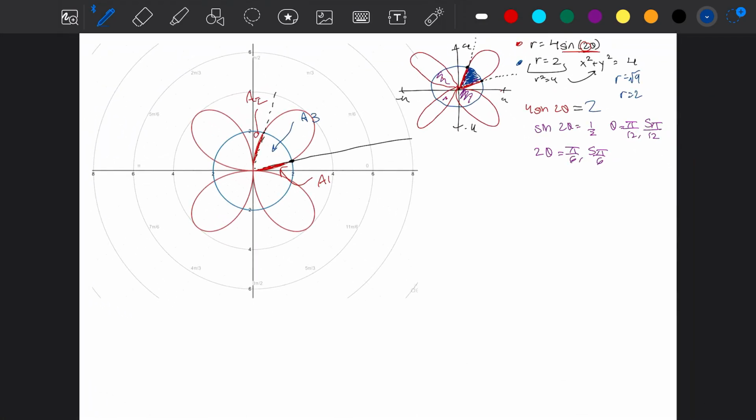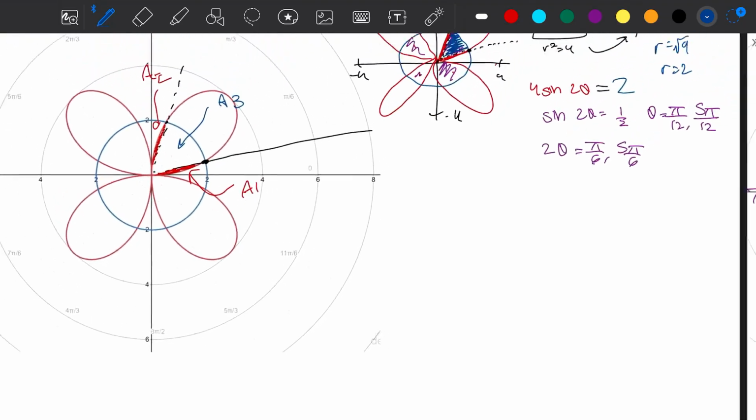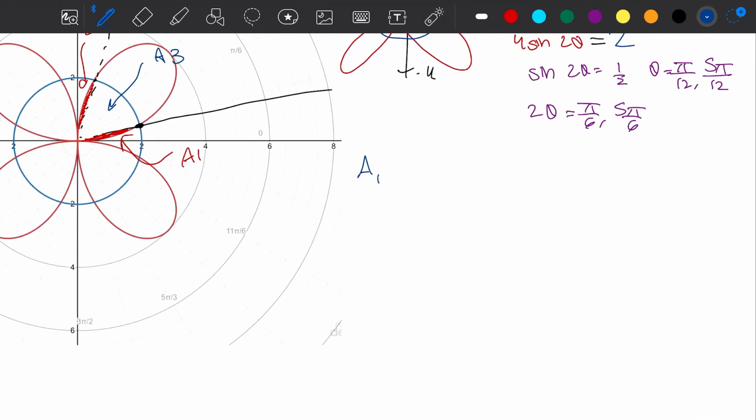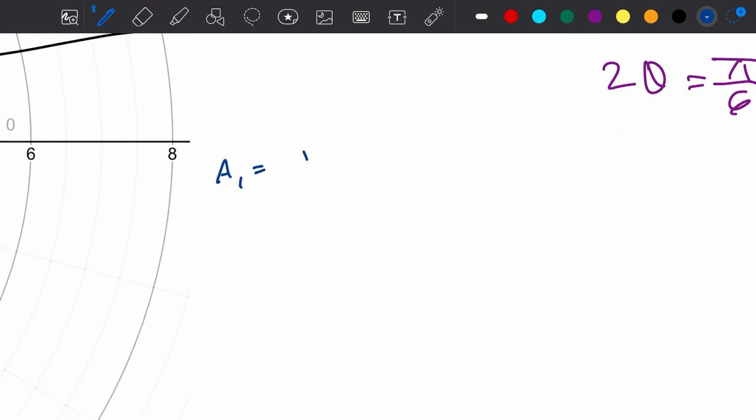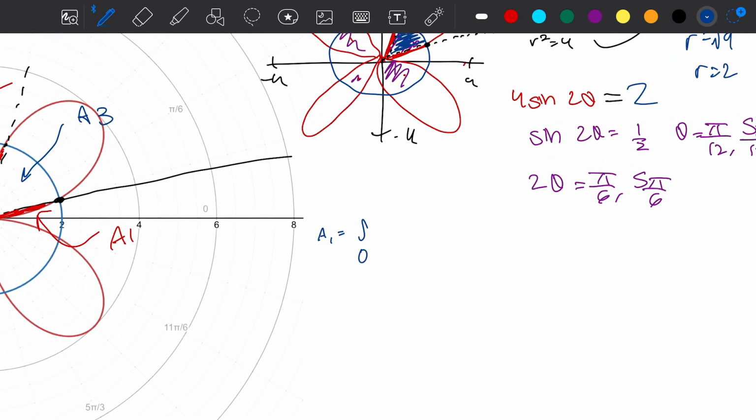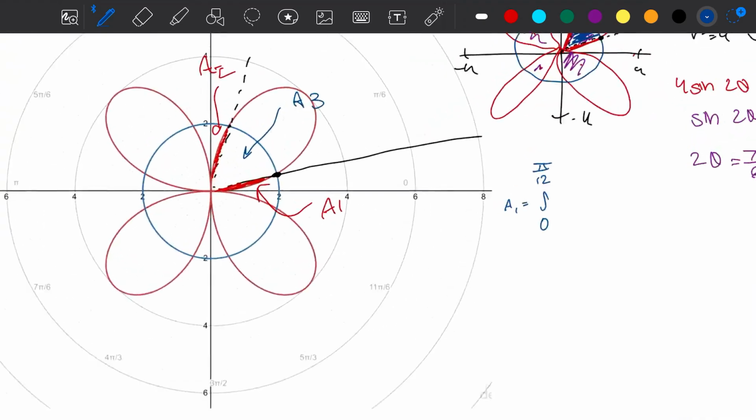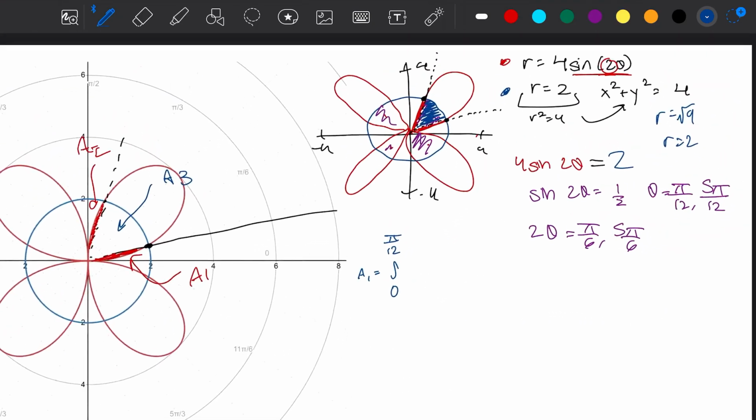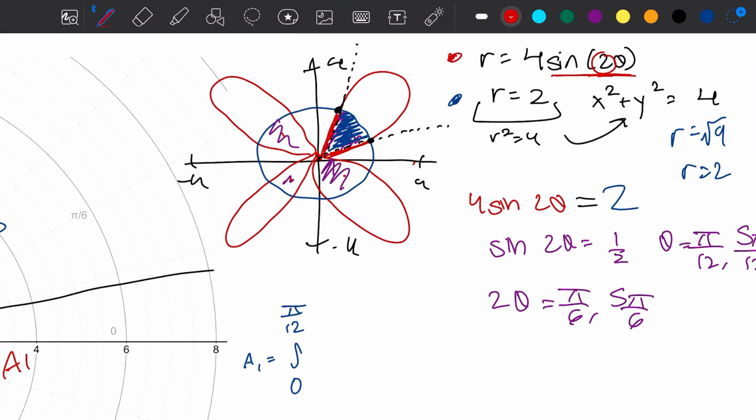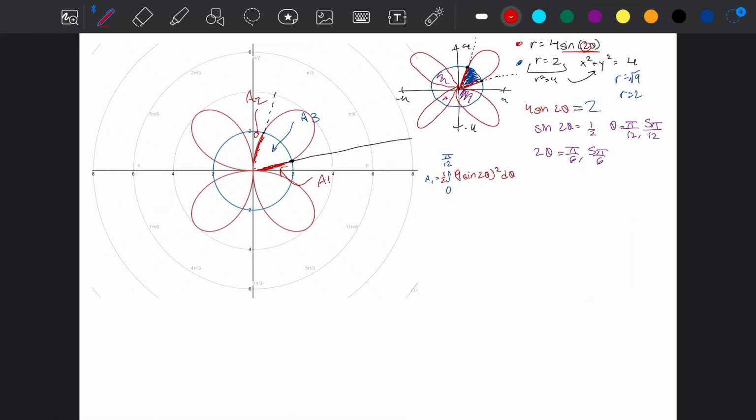So let's set up the integrals first. Area 1 is going to be the integral from 0 to pi over 12, and this is not of the circle, because if you look at it from 0 to pi over 12, if you use the circle, you're also going to get all of this, and we don't want that. We just want this red part. So that's going to be the curve 4 sine 2 theta, squared, obviously 1/2, sorry, I forgot about that, d theta. I'm just going to set up all the integrals first.